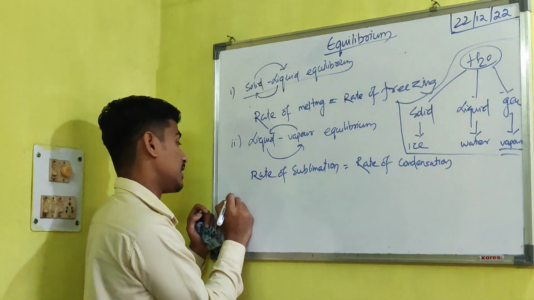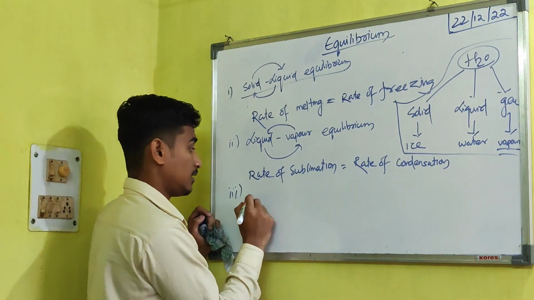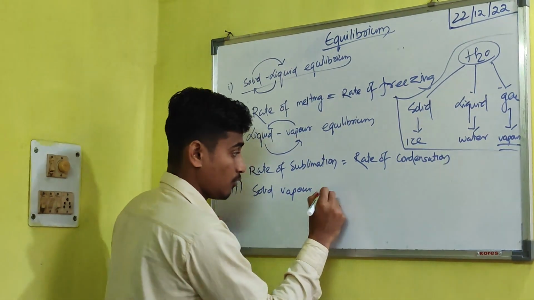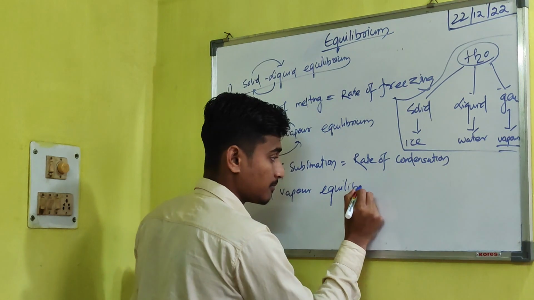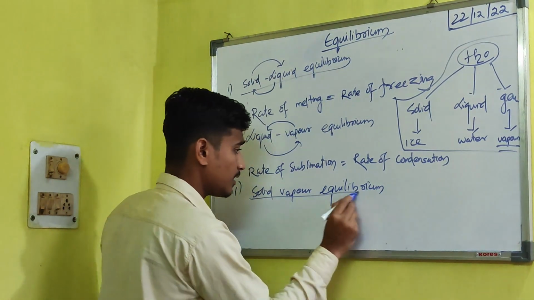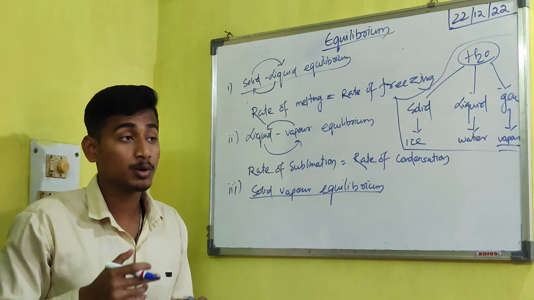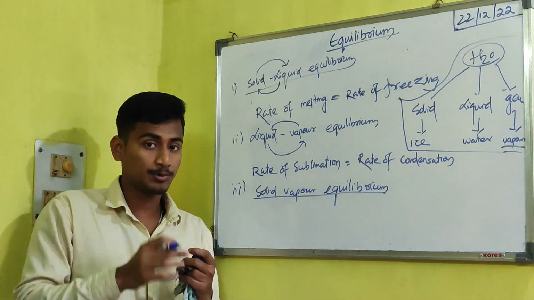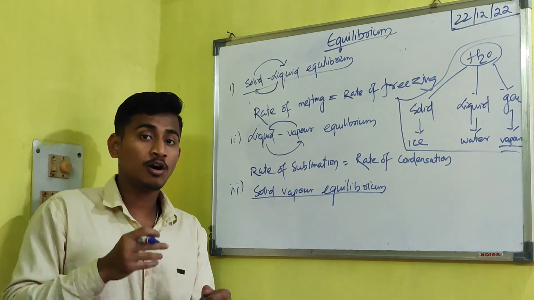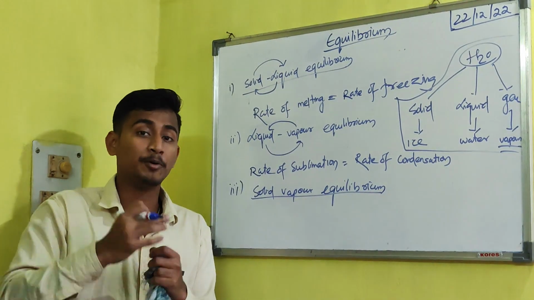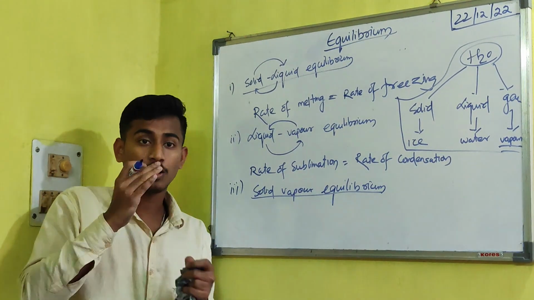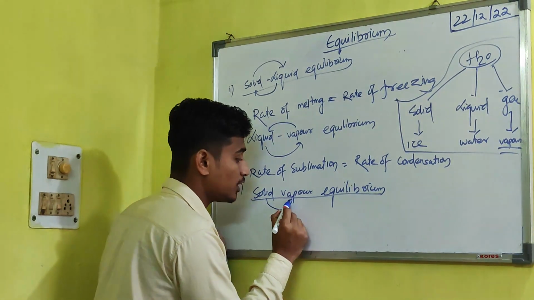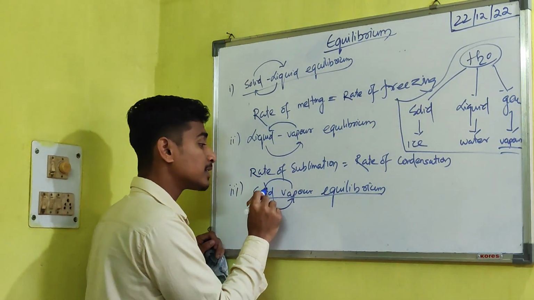Then let us take another type, solid-vapor equilibrium. Let us take an example of camphor. Camphor, in Hindi, we simply call karpur. If we heat that camphor, it automatically changes to vapor. If we then cool the vapor, it converts to solid again. That's why the phase changes from solid to vapor and from vapor to solid.